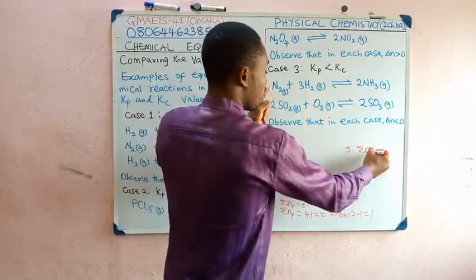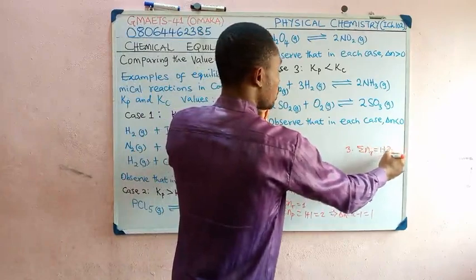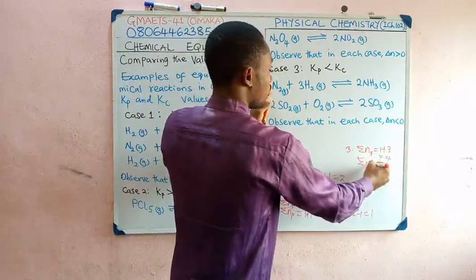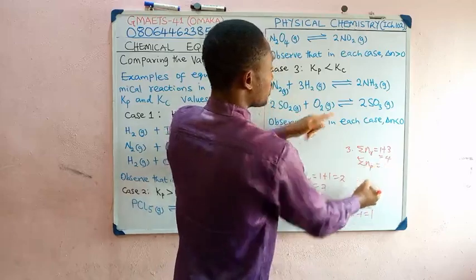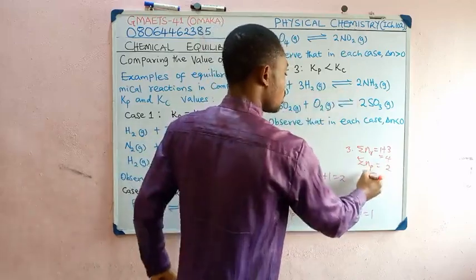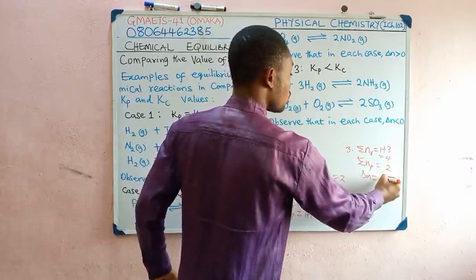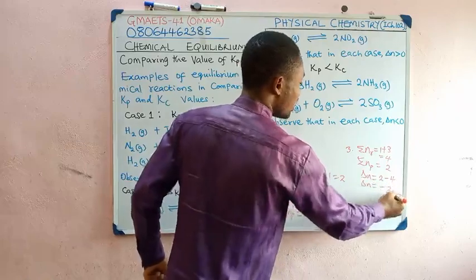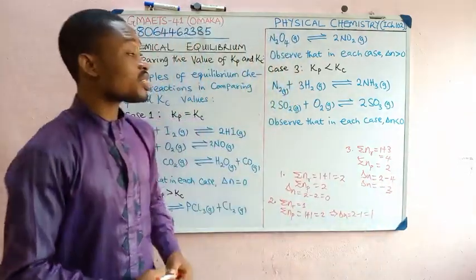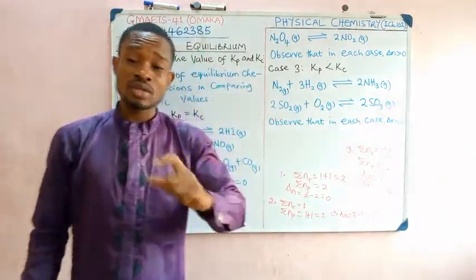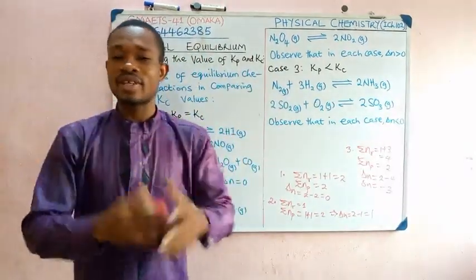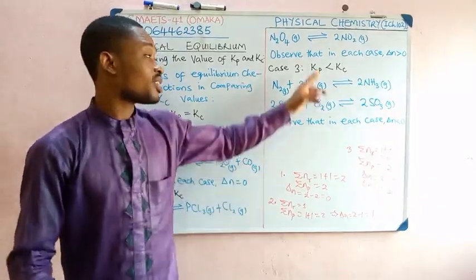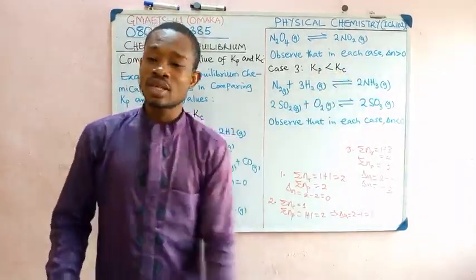So the sum of the number of moles of reactants is 1 plus 3, which is going to give us 4. The sum of the number of moles of products, we have only one product there, is 2. You take note that the change in number of moles will give us 2 minus 4, which is equal to what? Minus 2. It's a negative term. And because it is a negative term, if you substitute into the equation relating Kp and Kc, you will observe that Kp will be less than what?